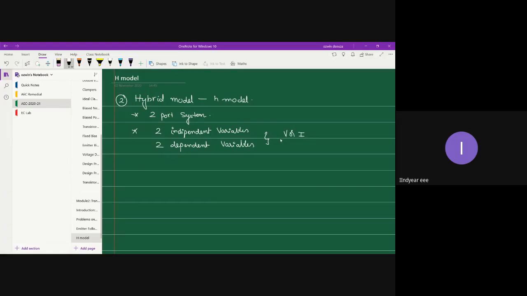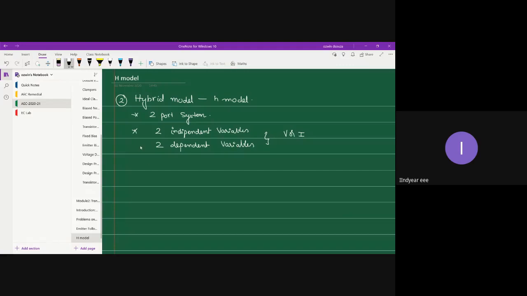So for the input port, you have input voltage and input current, and for the output port, you will have output voltage and output current. Now you can choose two voltages as independent variables and two currents as dependent variables, and vice versa. That means you can have different permutations and combinations while choosing independent and dependent variables.